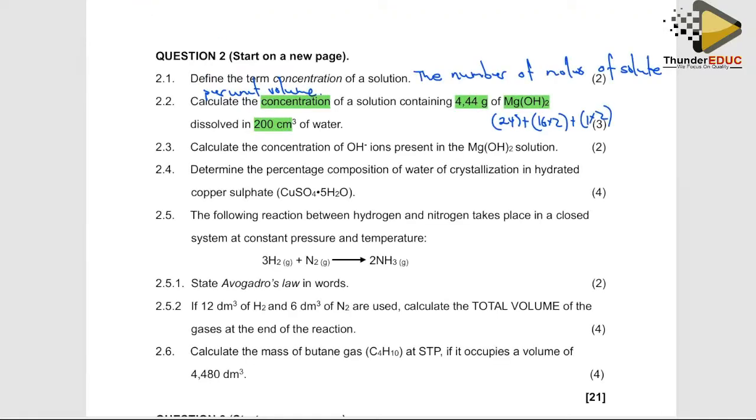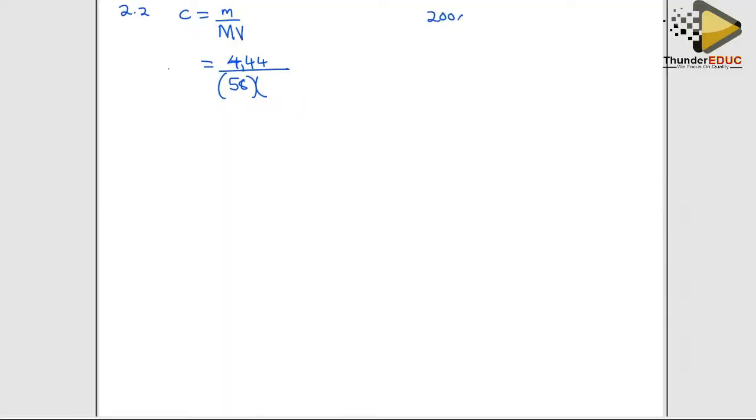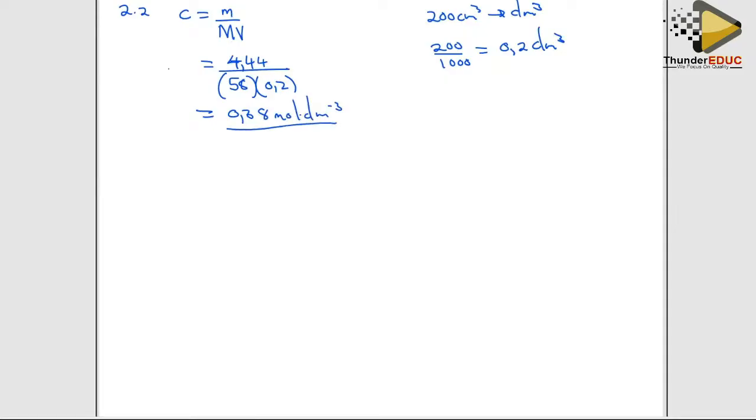According to this, the volume that is given there is in cubic centimeters. So we're going to convert 200 cubic centimeters to dm cubed, right? For us to do that, we say 200 divided by 1,000, which is equivalent to 0,2. So it's going to be 0,2 dm cubed. We substitute that 0,2 there. If we do our math, 4,44 divided by 58 times 0,2, we get a value of 0,38 mole per dm cubed, right? Take note of the units of measurement for concentration. It's always going to be mole per dm cubed.